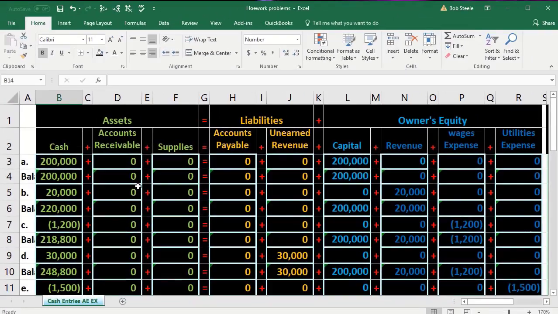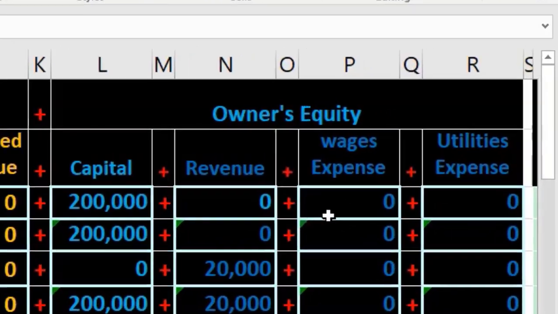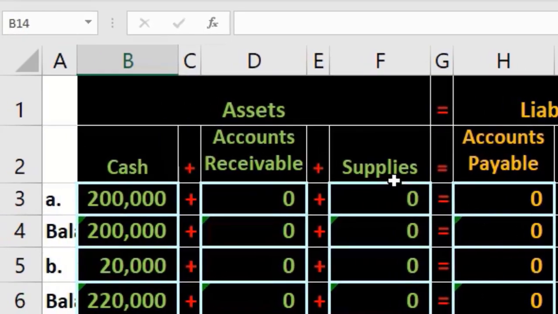So supplies, you might be thinking that supplies is something that we consumed in order to help generate revenue and therefore should be an expense. And it will be expensed at some point, but note that when we purchase the supplies, we have not yet consumed the supplies. We're going to consume them in the future in order to help us generate revenue in the future at some point. That's the definition of an asset.